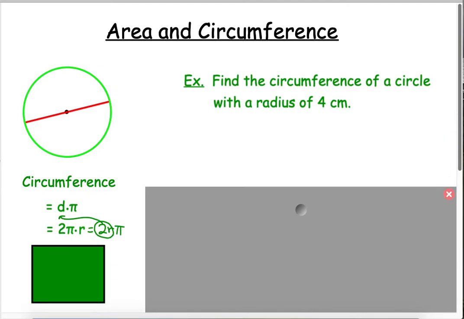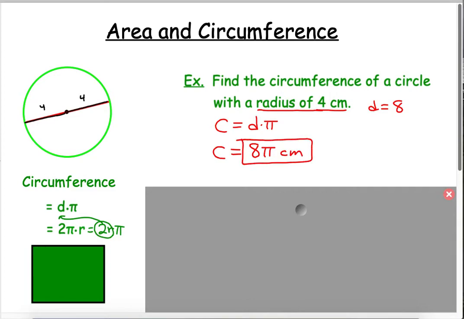Find the circumference of a circle with a radius of 4. Now like I said, I'm going to stick to the first formula. Circumference equals diameter times pi. They didn't give me the diameter in this problem, they gave me the radius. Well, the radius is only halfway across the circle. I need all the way across the circle. So if that's 4, I know that's 4, so my diameter is going to equal 8. Now I'll plug that in, and I get 8 times pi, and these units are in centimeters. So that's all there is to it.